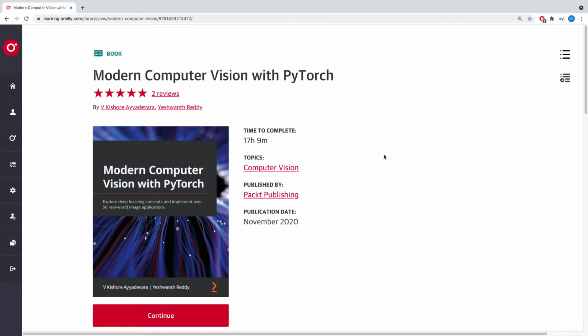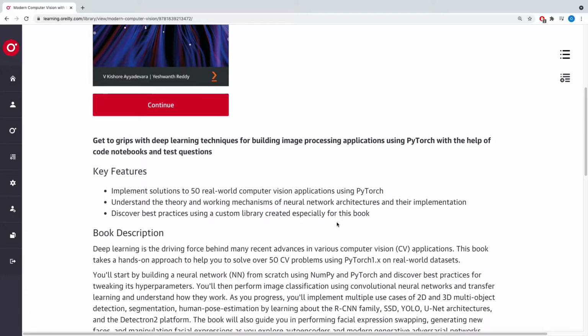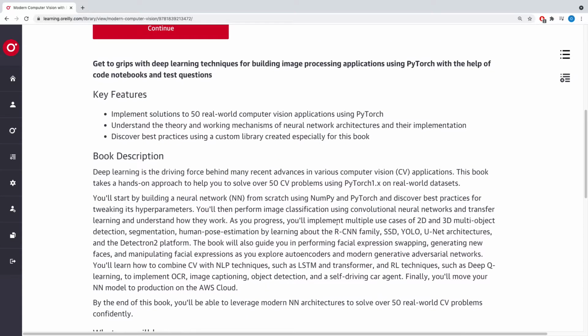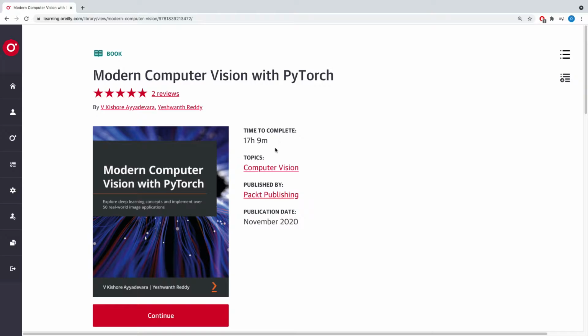So the textbook here is Modern Computer Vision with PyTorch. PyTorch is a framework for developing machine learning or deep learning models. It's created by Facebook, and its competitor is TensorFlow, which is from Google. So let's quickly dive in and see what is contained in this book.